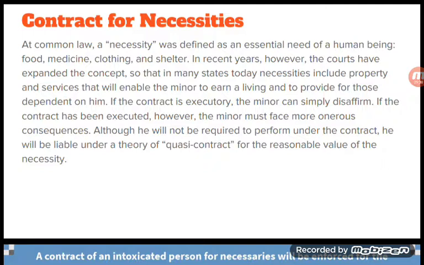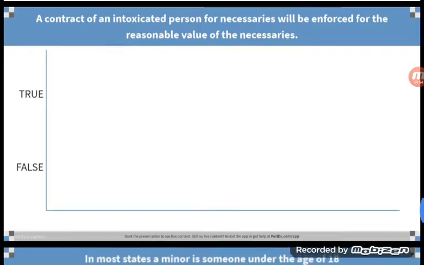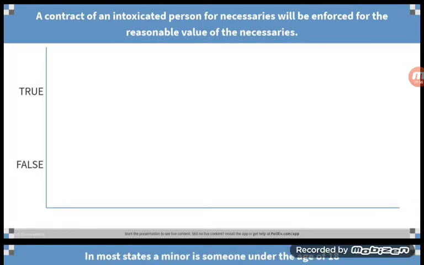A necessary typically is going to be medicine or food. Perhaps an item for school might be a necessary. That is going to be the kind of contract that the minor will likely still be able to void, and the minor will be able to rescind the contract, typically for necessaries, but still you need to make the other party whole for the value. A contract of an intoxicated person for necessaries will be enforced for the reasonable value of necessaries.